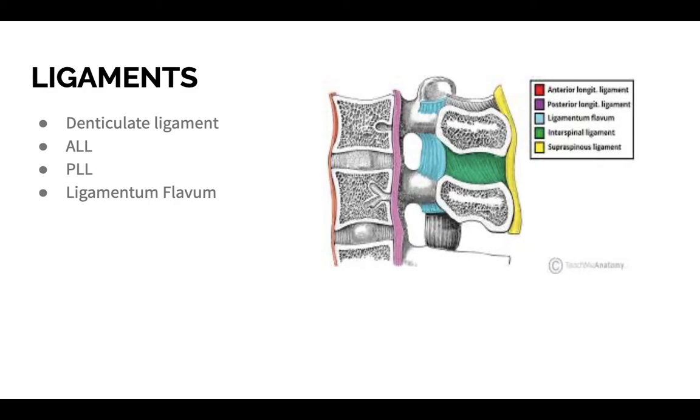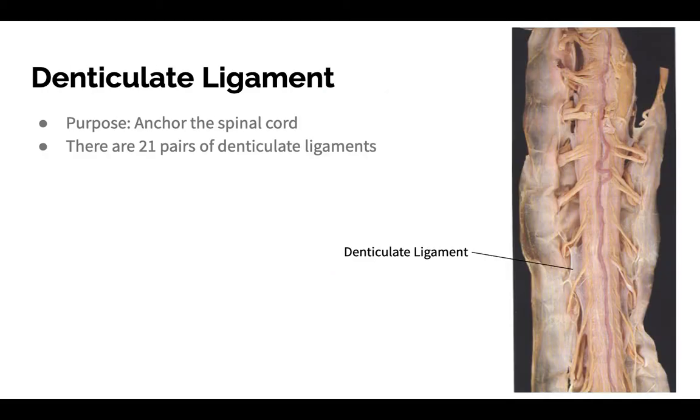Ligaments. So there's quite a few ligaments around the spinal cord and the vertebral column. The denticulate ligament, the ALL, the PLL, and the ligamentum flavum are some of the more important ones that we'll get into right now. The denticulate ligament looks like a thin sheath that travels all along the spinal cord, but it's actually going to be 21 pairs of denticulate ligaments going down, and its primary purpose is to anchor the spinal cord.